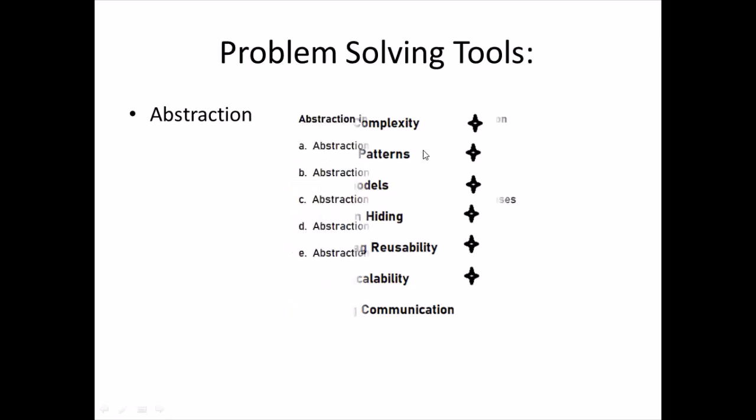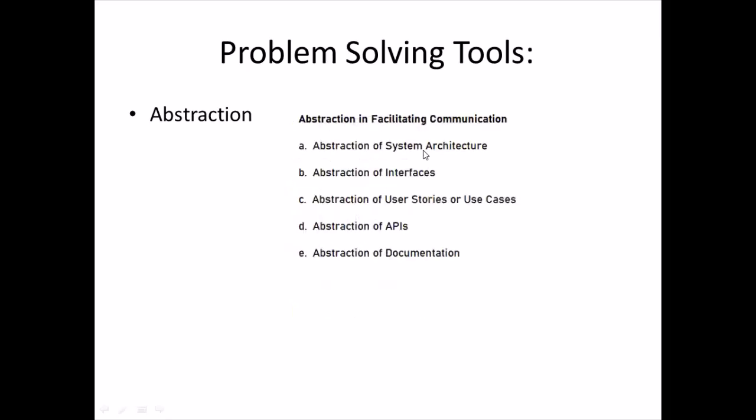Let's take an example. Imagine a software development team working on a complex project with multiple modules and components. Effective communication among this team is crucial for understanding requirements, coordinating tasks, and collaborating on the project. So abstraction can be applied to facilitate communication by providing clear and concise representations of complex concepts. So here's an example of how it can be done.